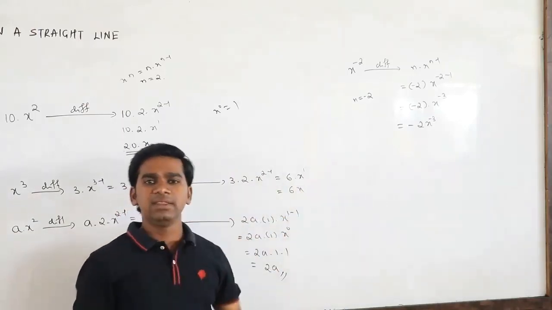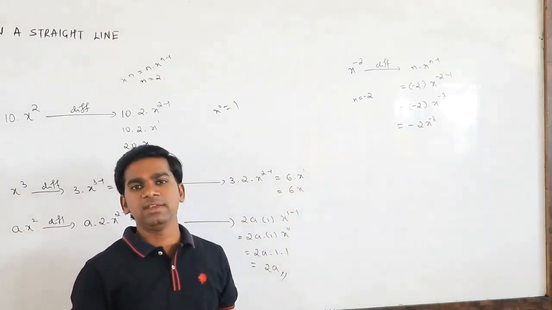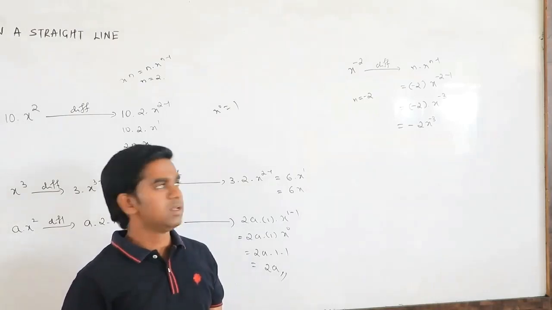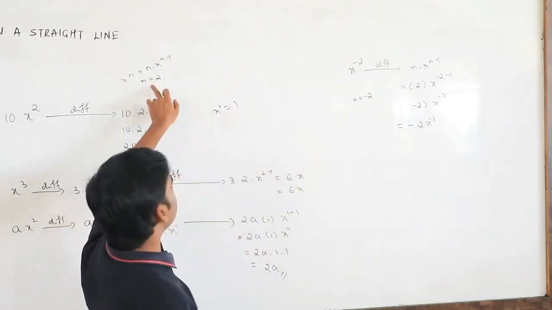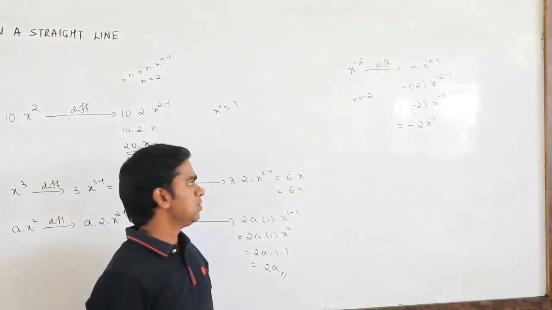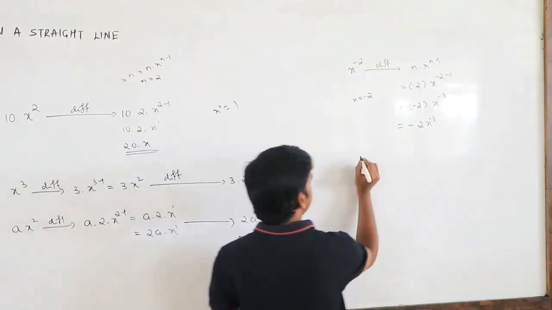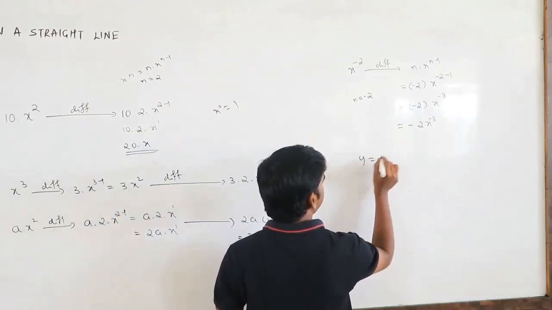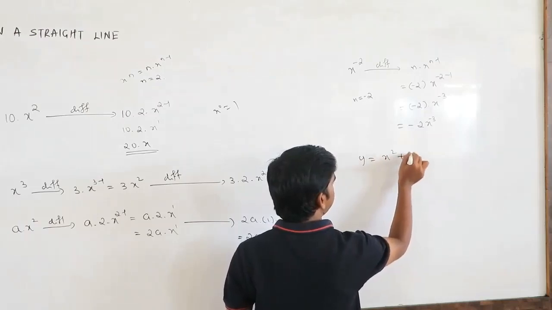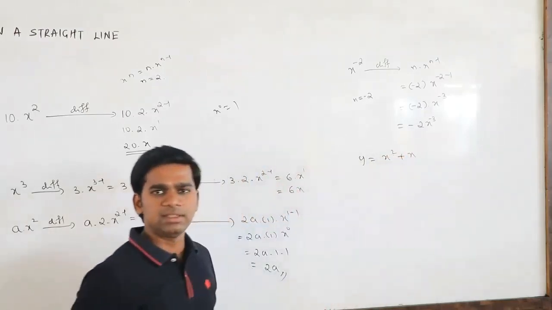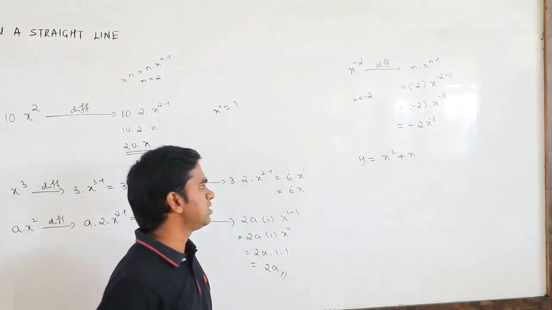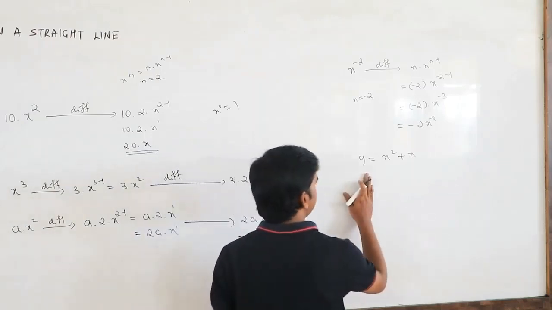They can give anything, x to the power anything. What you have to do? You have to just apply this formula. So if suppose they give something like y equals x square plus x. If they go like this, y equals x square plus x. So differentiate this one.